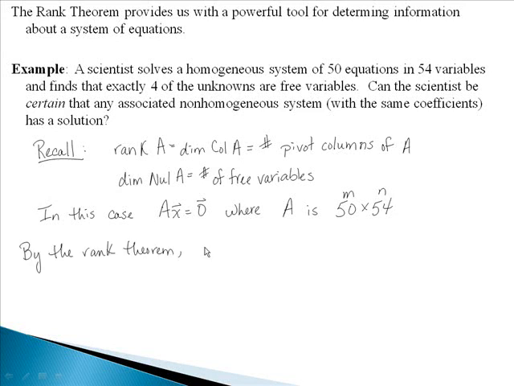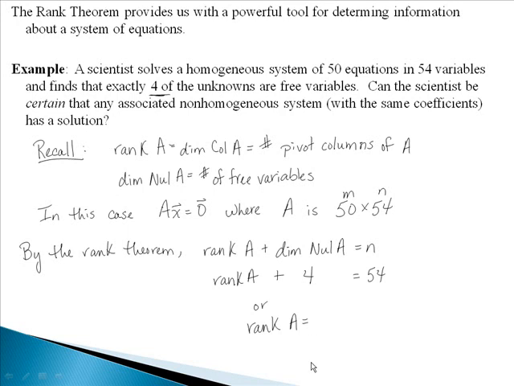So by the rank theorem we have our formula: the rank of A plus the dimension of the null space of A is equal to N. And remember that the dimension of the null space is the number of free variables. The number of free variables we were told is 4. So we have 4 here, and N is 54. So the rank of A plus 4 is equal to 54. Solving that equation, I know that the rank of A is equal to 50.